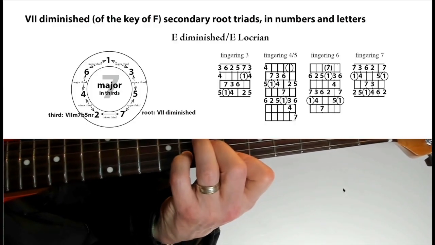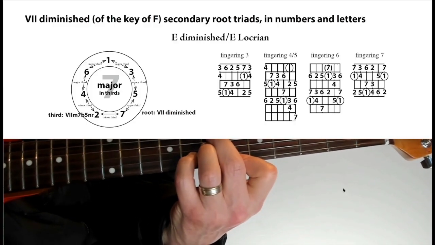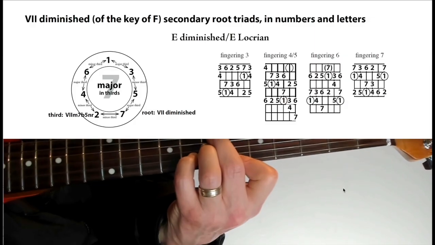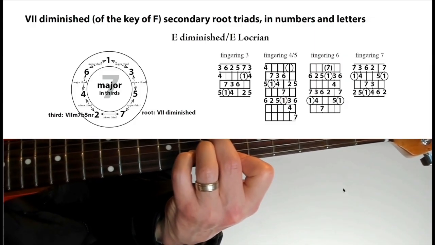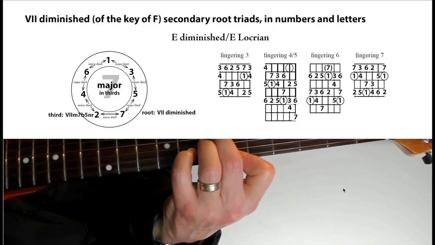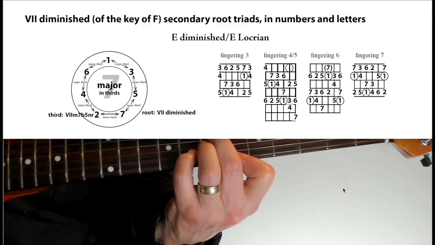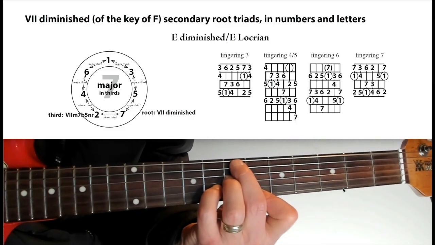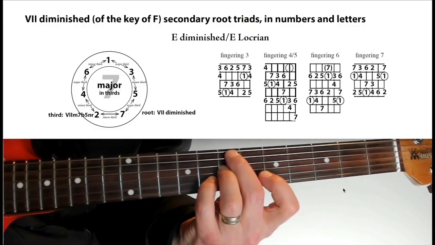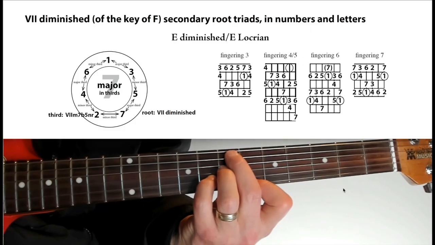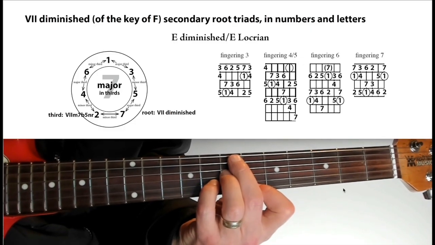G minor, and add the E in the bass here, and you have E minor 7 flat 5 in E. That's the root, flat third, flat 5th, flat 7, E minor 7 flat 5. Again, that's root, flat third, flat 5th, flat 7th, E minor 7 flat 5.